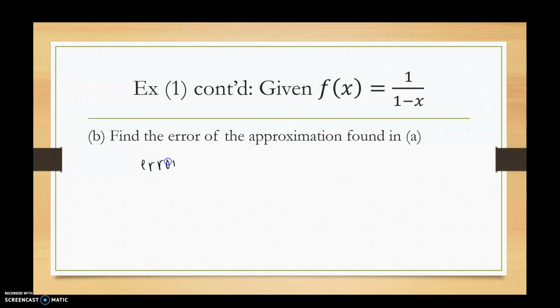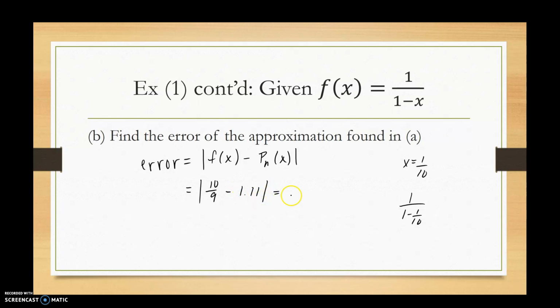So the error is the absolute value of the function's value minus the polynomial approximation. So my function value, if I'm looking where x is equal to 1/10, okay, 1 over 1 minus 1/10. So my function value would be 10/9. And we'll talk about how to use your calculator completely for this. We'll do that function in class. But we found our polynomial approximation to be 1.11. So subtracting those, I get my error to be 0.001. Okay, so it's a very close approximation of what the actual value of the function is at 0.1.